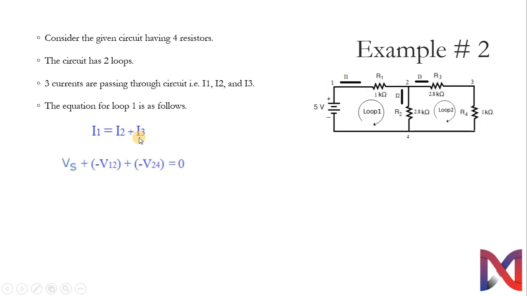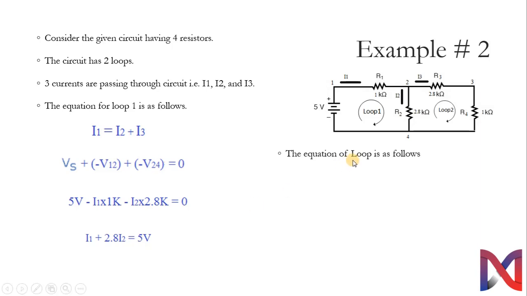Therefore, our loop equation will be Vs minus V12 minus V24. Here we have V12 and here we have V24. So we write it in terms of current. So we have 5 volts minus I1 multiplied by 1 kilo ohm minus I2 multiplied by 2.8 kilo ohms. So we have I1 plus 2.8 I2 is equal to 5 volts.